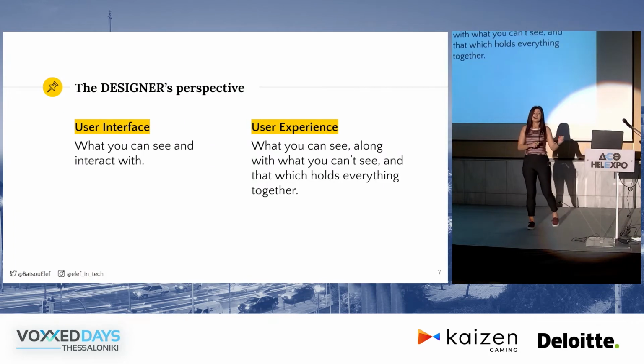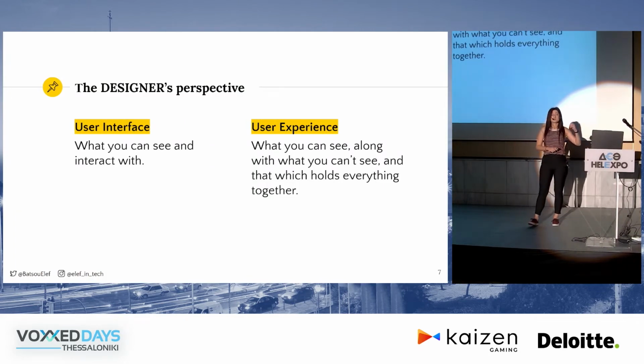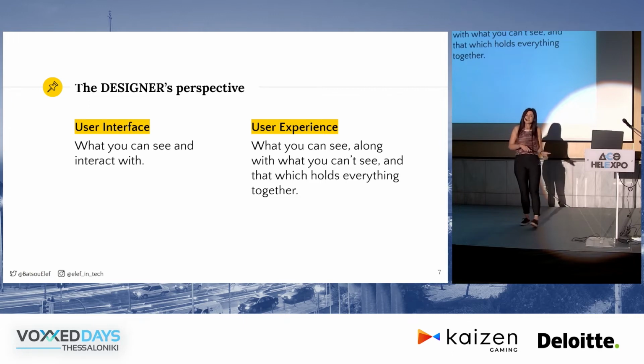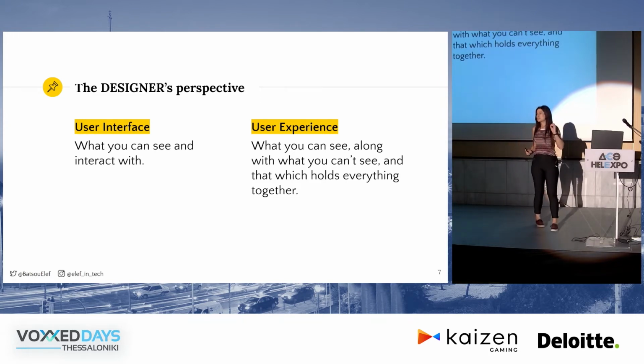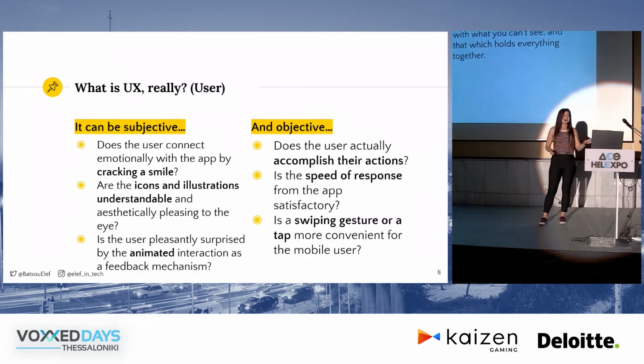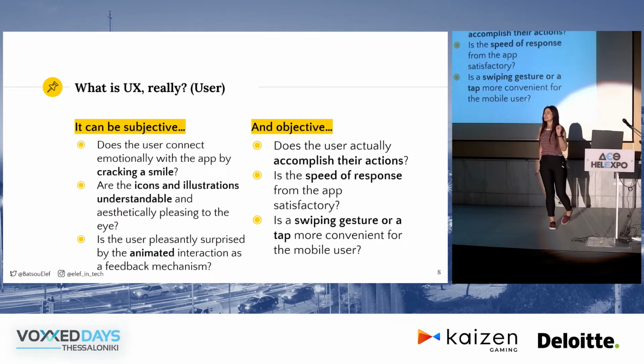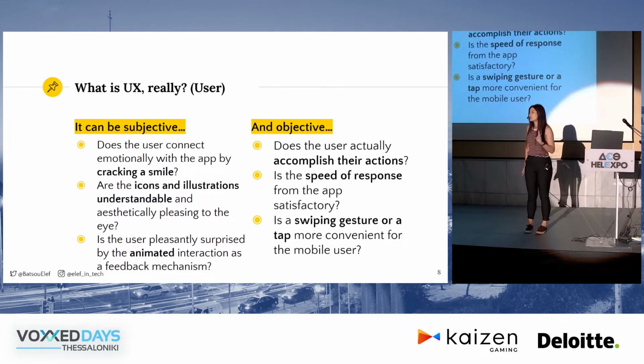So on one hand, user interface is what a user sees and maybe interacts with, but on the other hand, user experience is what they see along with what they don't see, what they interact with, and what holds everything together. All right, now I think that we have the two basic terms, but we will go in depth. And after that, I will give you my examples. So what is UX really? I will start again from the perspective of the user, and I want you to keep two words here.